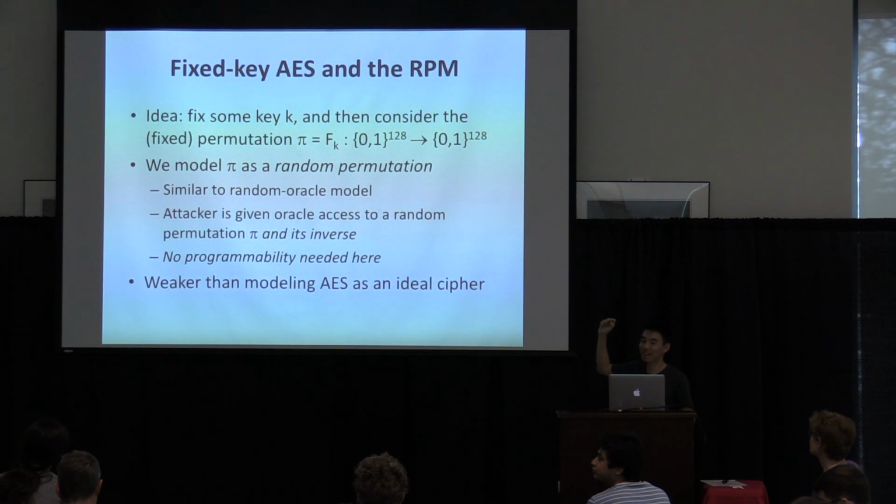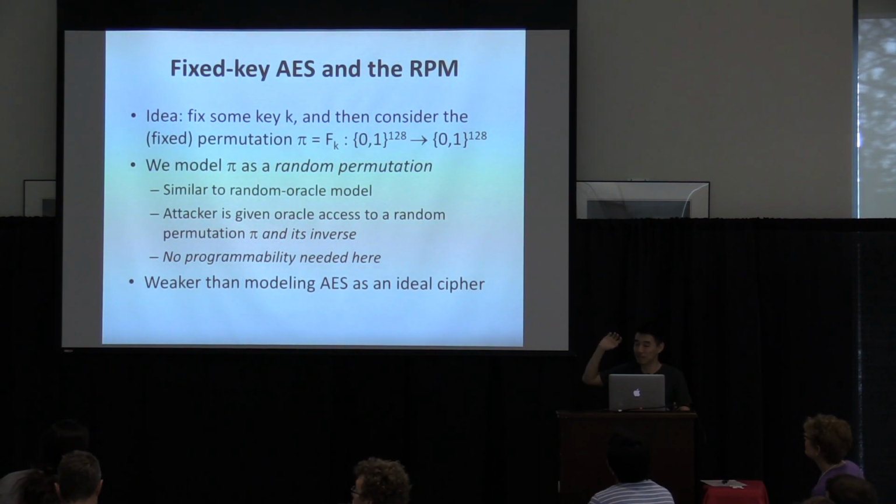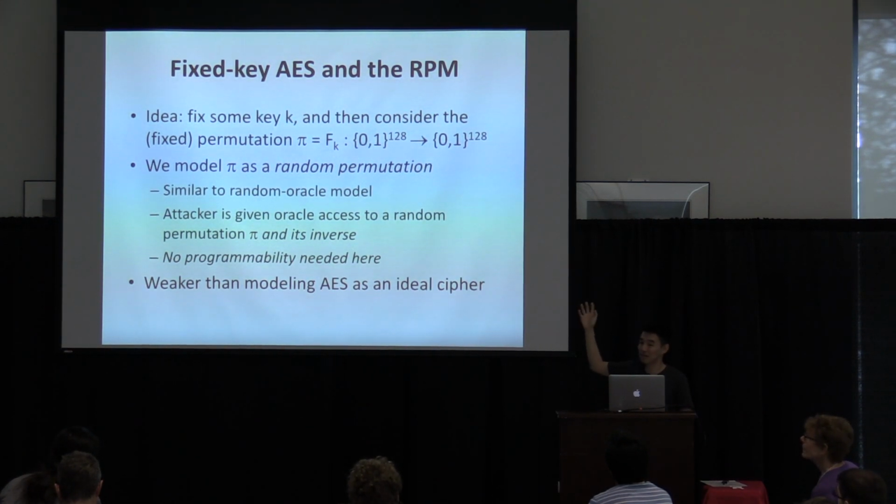Yeah, sure. From a very high level, a random permutation is also an idealized model. But there are certain advantages if we compare a random permutation and the random oracle.